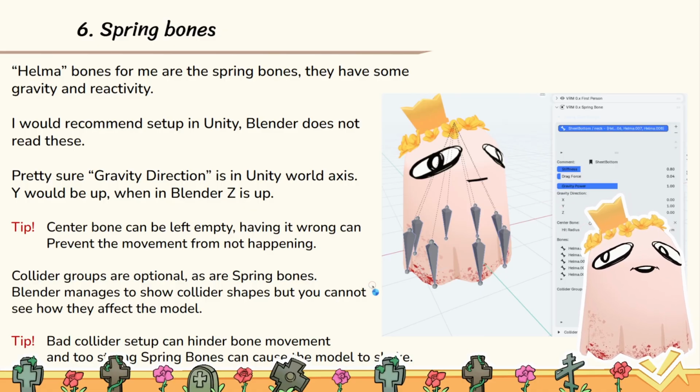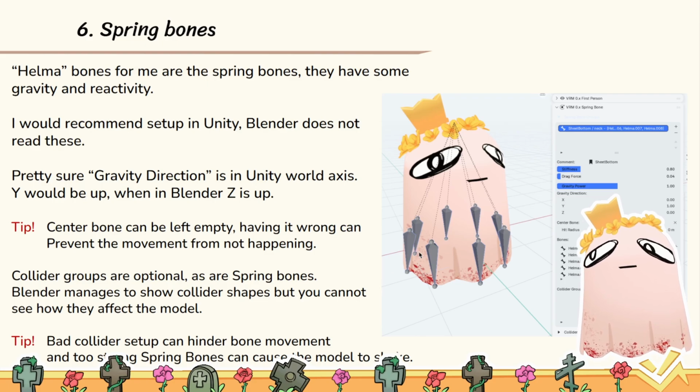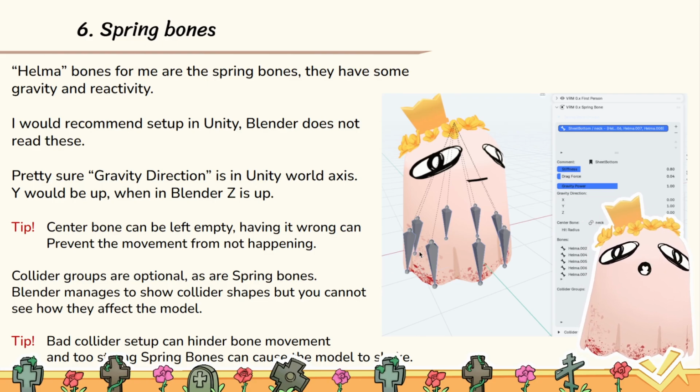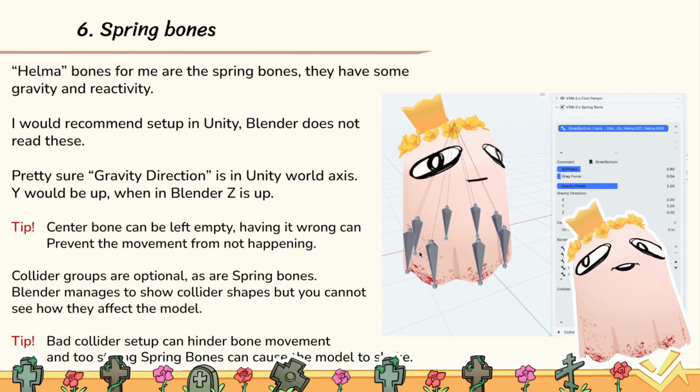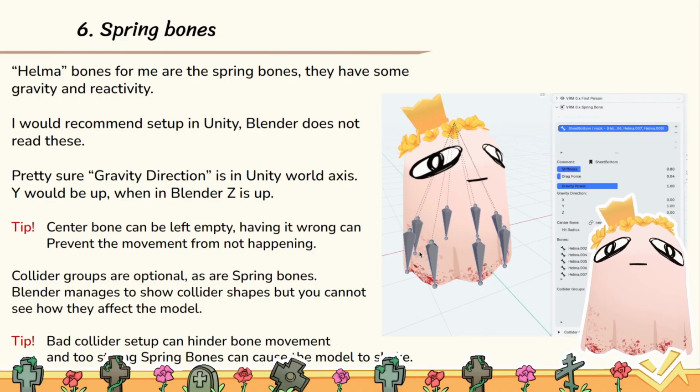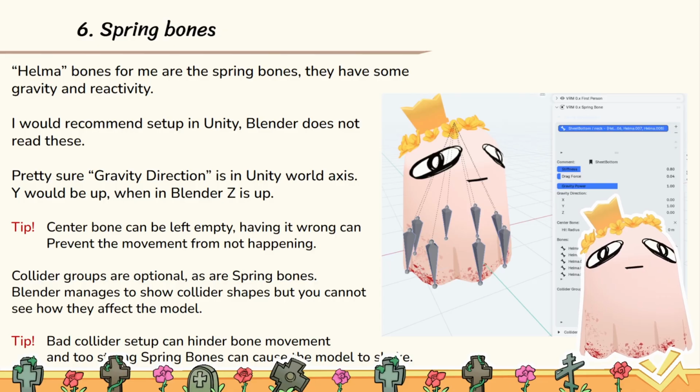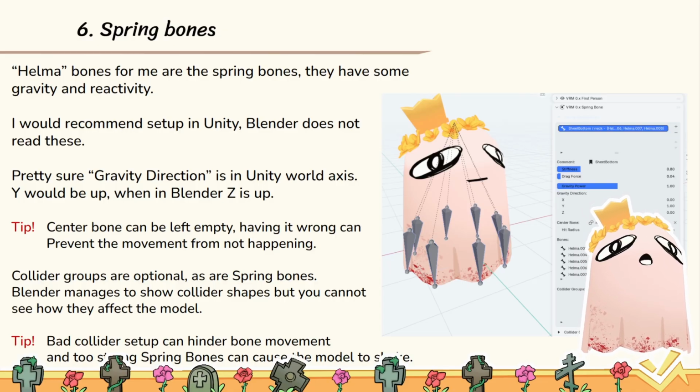Collider groups are optional, as are spring bones. Blender manages to show collider shapes, but you cannot see how they affect the model. Tip: bad collider setup can hinder bone movement, and too strong spring bones can cause the model to shake in VSeeFace.